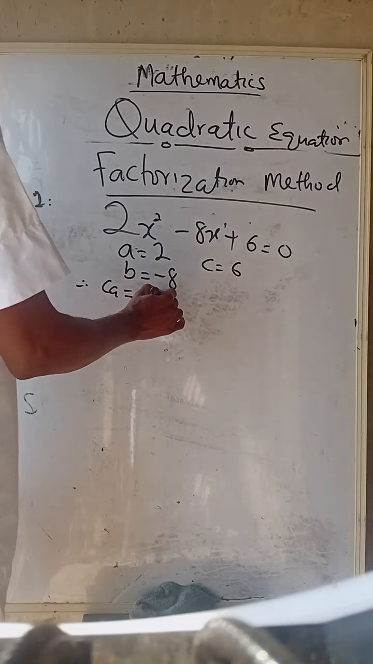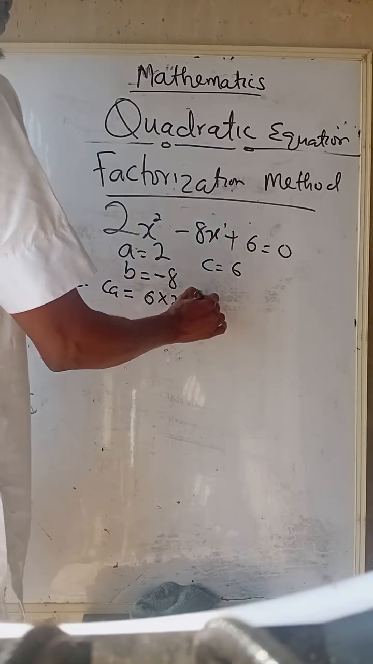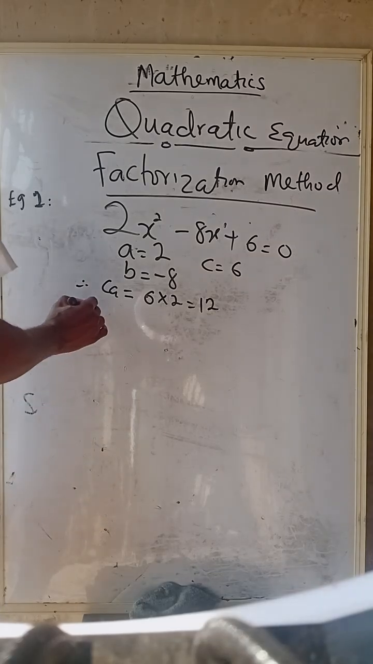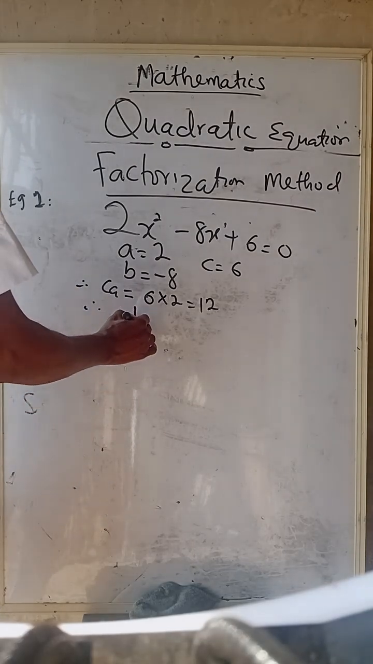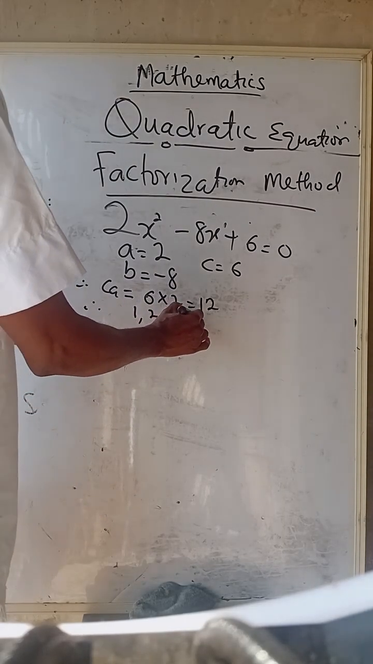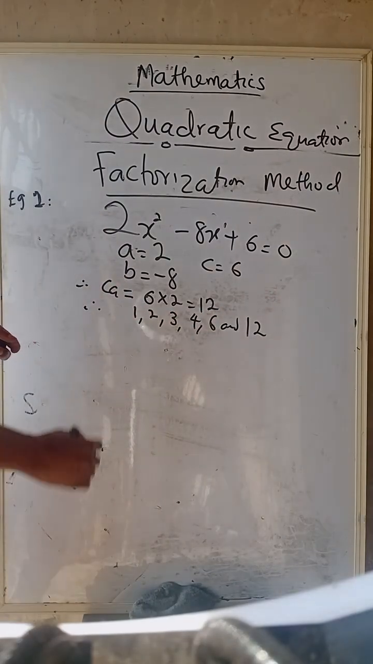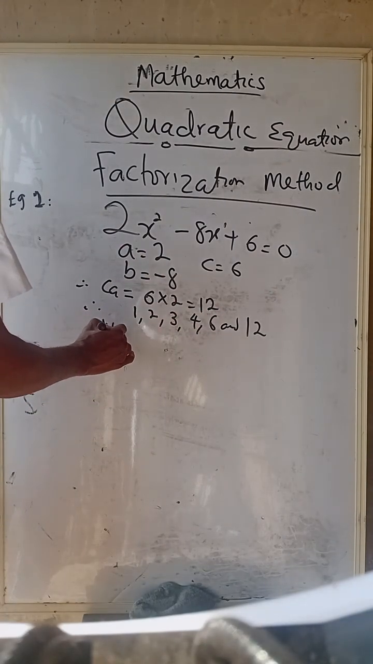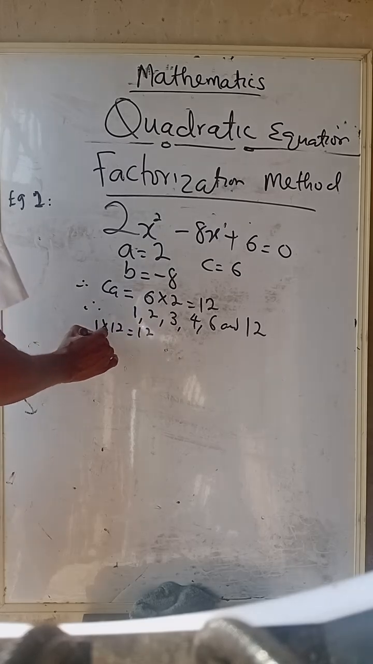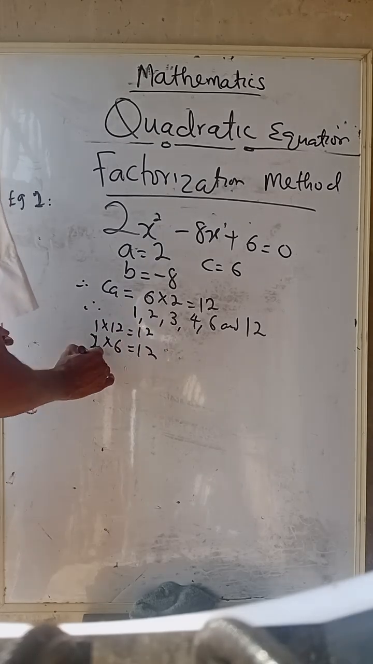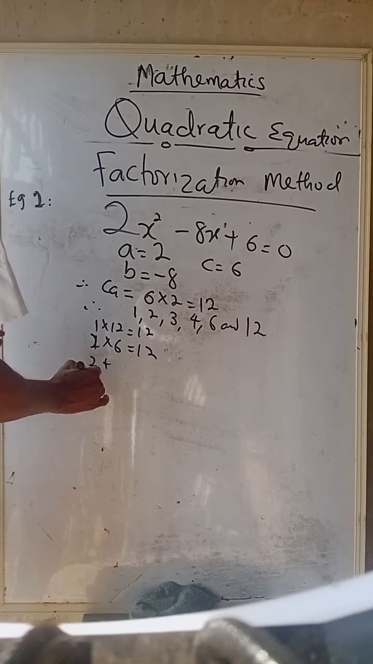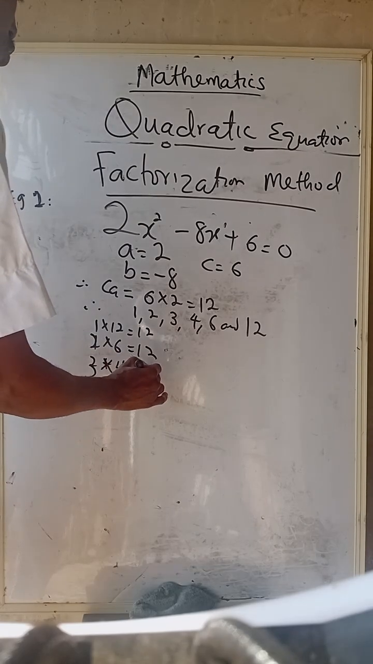Then I said step 1, you are going to find CA, which is what? 6 times 2 is going to give us 12. Now, what are the factors of 12? You have 1, 2, 3, 4, 6, and 12. 1 times 12 again is going to give us 12. 2 times 6 is going to give us 12. 3 times 4 is also going to give us 12.